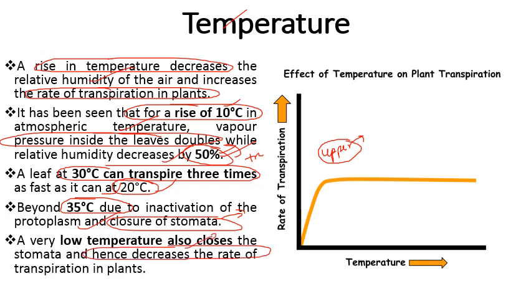Mostly the plants are able to transpire at a range of optimum temperature, that is from 20 to 30 degrees Celsius. And this range can vary from plant to plant.